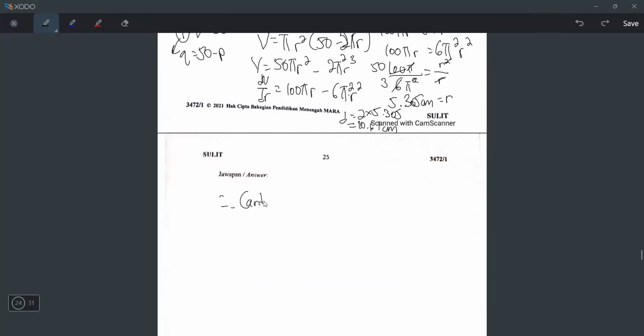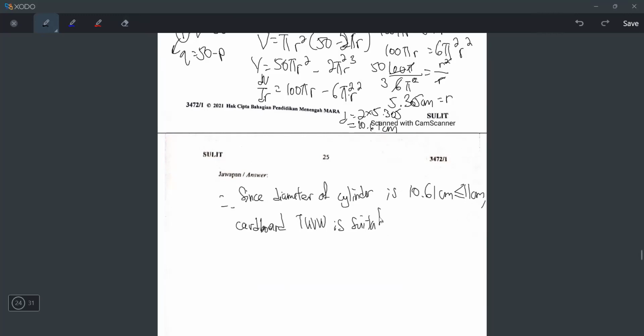So cardboard. Okay, don't write like this. You can write, since diameter of cylinder is 10.61 cm, which is lesser than 11 cm. Okay, lesser or equal to cm, comma, cardboard TUVW is suitable. Right? Yeah. Just write the sentence like that.